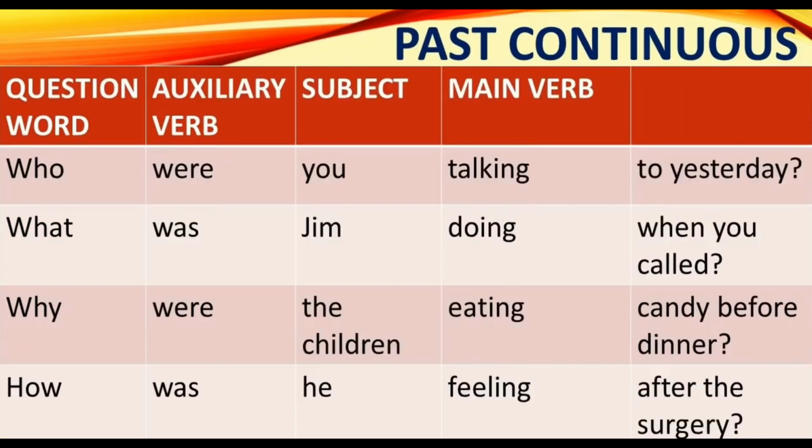In the past continuous, the auxiliary verb is was or were, and the main verb also has the ing form. For example, who were you talking to yesterday? What was Jim doing when you called? Why were the children eating candy before dinner? How was he feeling after the surgery?